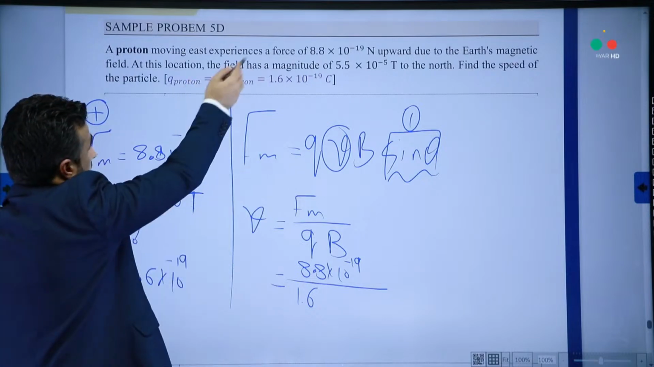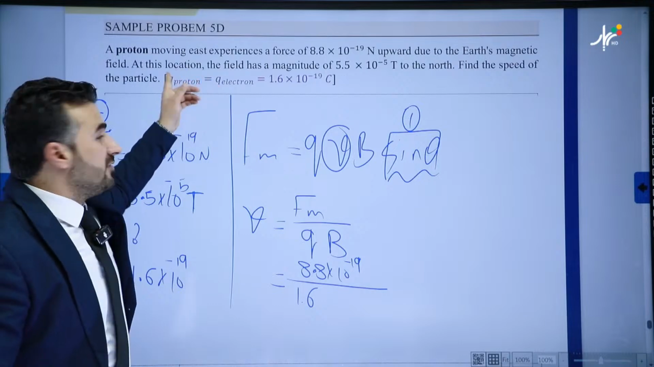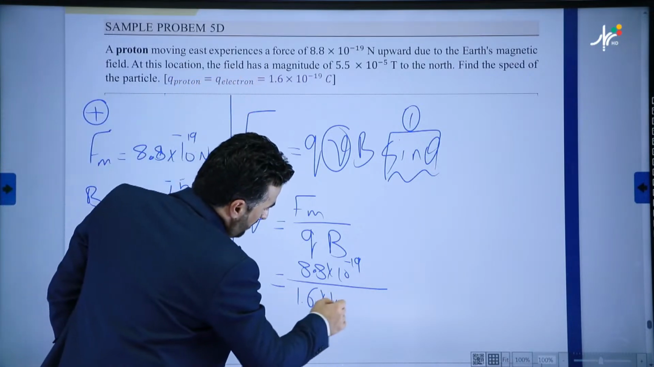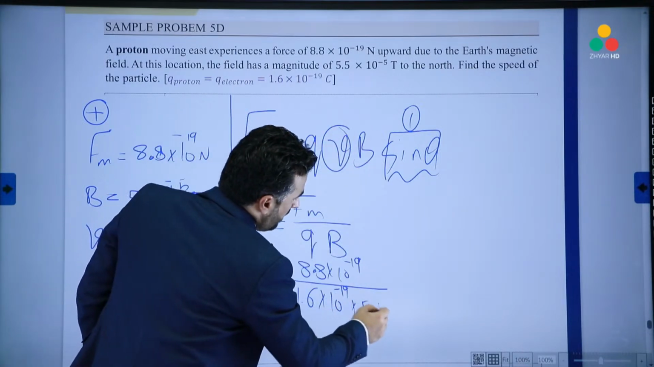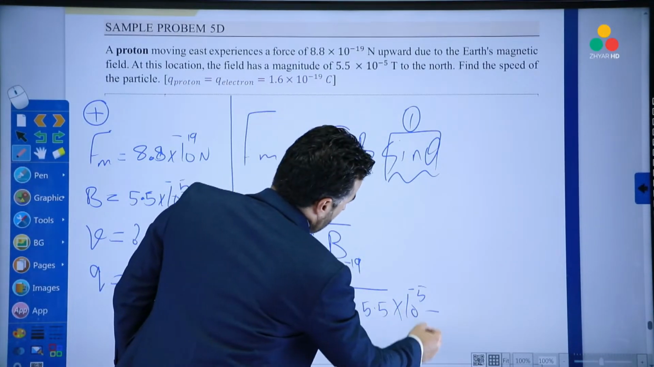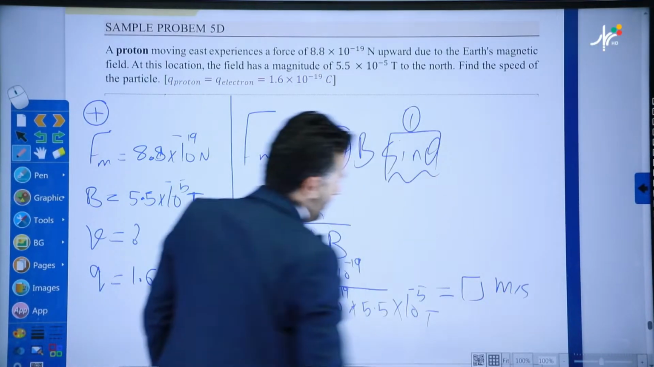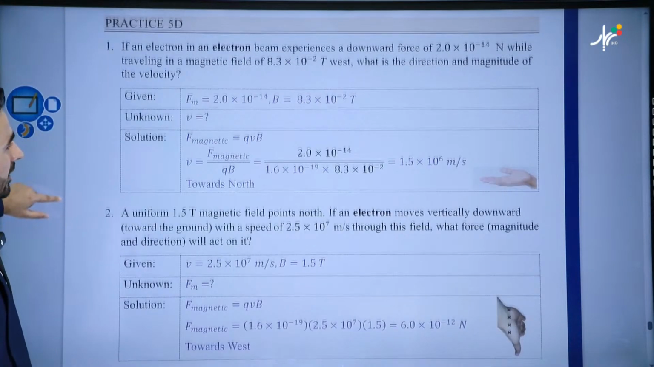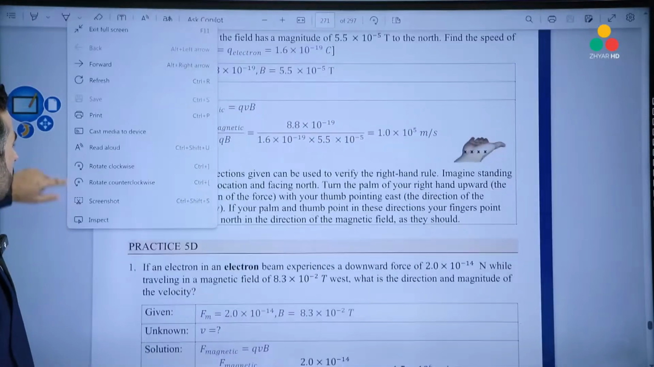If not, just memorize this once and for all. In terms of the charges, by the way, the charge of electron and proton are the same in terms of magnitude. So 1.6 times 10 to the power negative 19 multiplied by the magnetic field strength, which is 5.5 times 10 to the power negative 5 Tesla. And of course, you do the math, you'll get the magnitude of the velocity, that is meter per second here. By the way, it doesn't ask for the direction, so we don't have to worry about the direction here. Okay, moving on. That was for this one here.